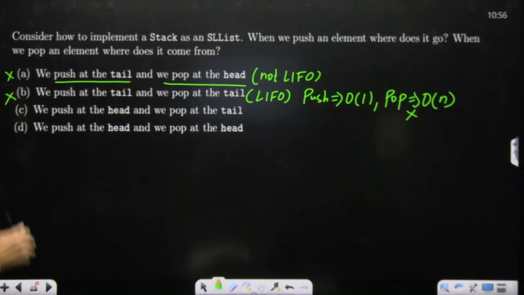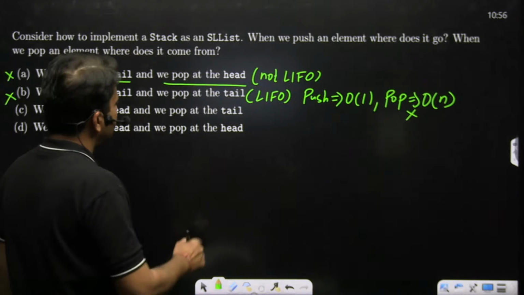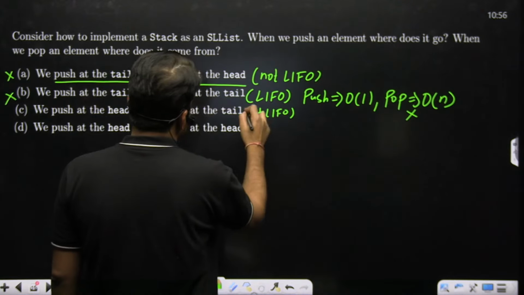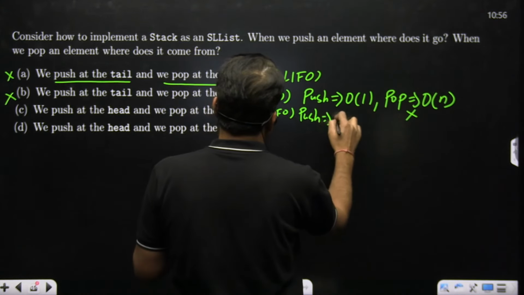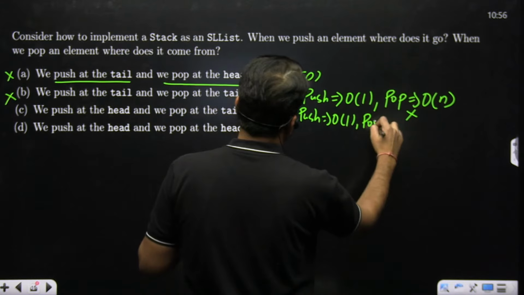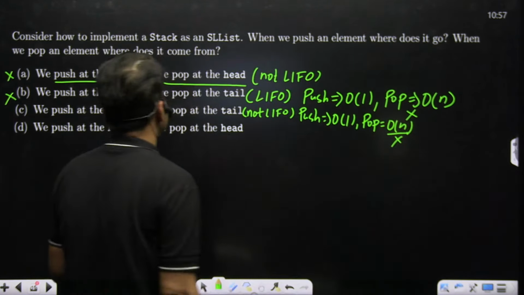What about C part? Again, in the C part, this is not LIFO, as well as the cost of push is order of 1 because push at the head and pop at the tail. So pop cost is order of n. This is too large, so that's why this is not the answer.